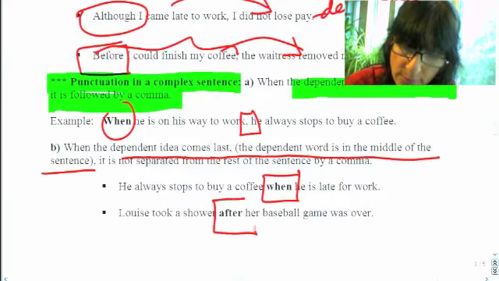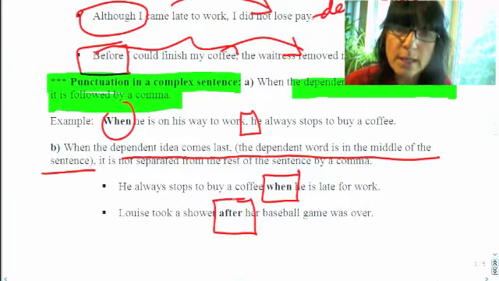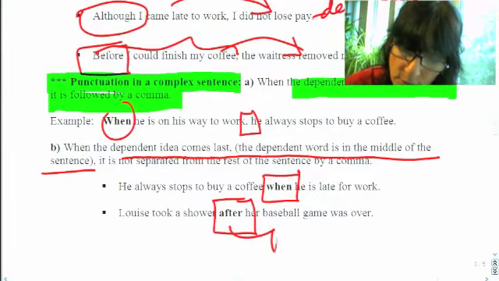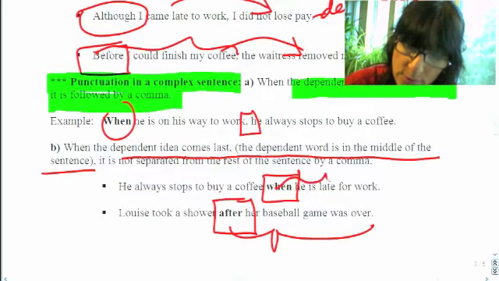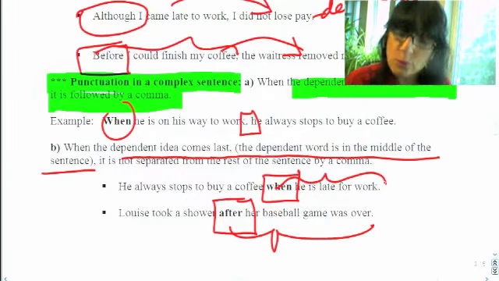Louise took a shower after her baseball game was over. Because the word after is in the middle of the sentence, the dependent clause is right here, and here's your dependent clause. You do not use any punctuation within the sentence.